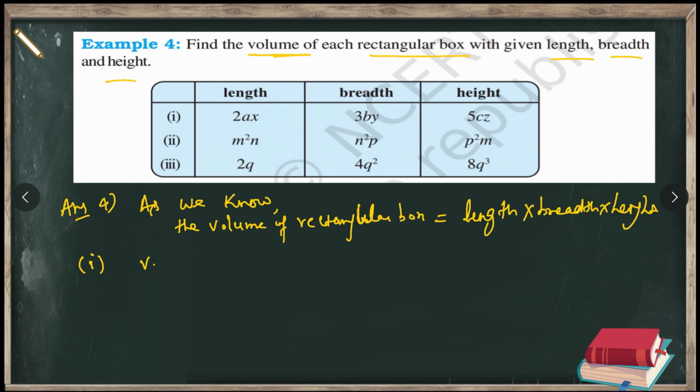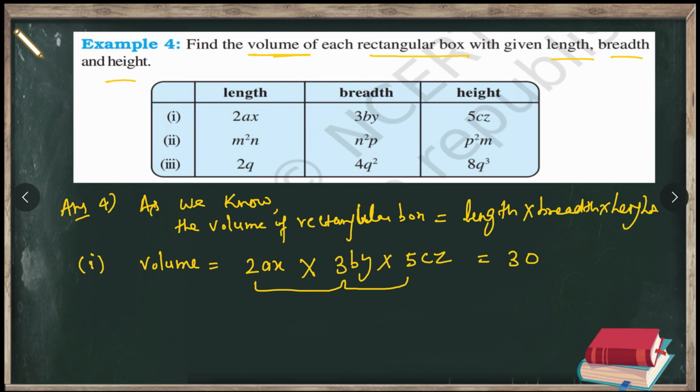Here the volume will be equal to length 2ax into breadth 3by and height 5cz. First we'll multiply the numbers, that is 2 into 3 into 5. 2 into 3 is 6, 6 into 5 will give us 30. We have a here, b here, c here, then we'll write x, y and z. So the answer will be 30abcxyz.